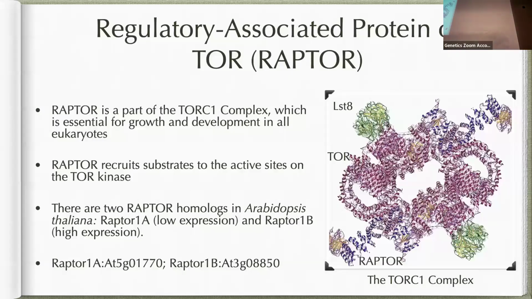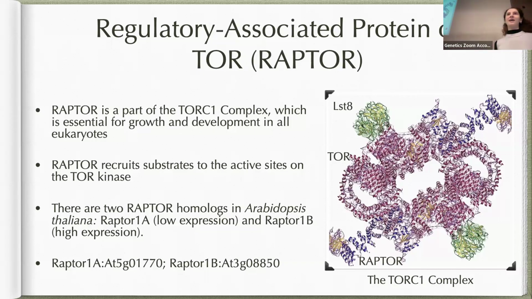So, this is Raptor, otherwise known as the regulatory associated protein of Tor. This is the TORC1 complex. This is Tor. It's made up of 3 genes, which is confusing. The colors are not very visible, is what I'm realizing. Tor is the pink part, Raptor is this blue part, and LST8 is the yellow. It's green on here.